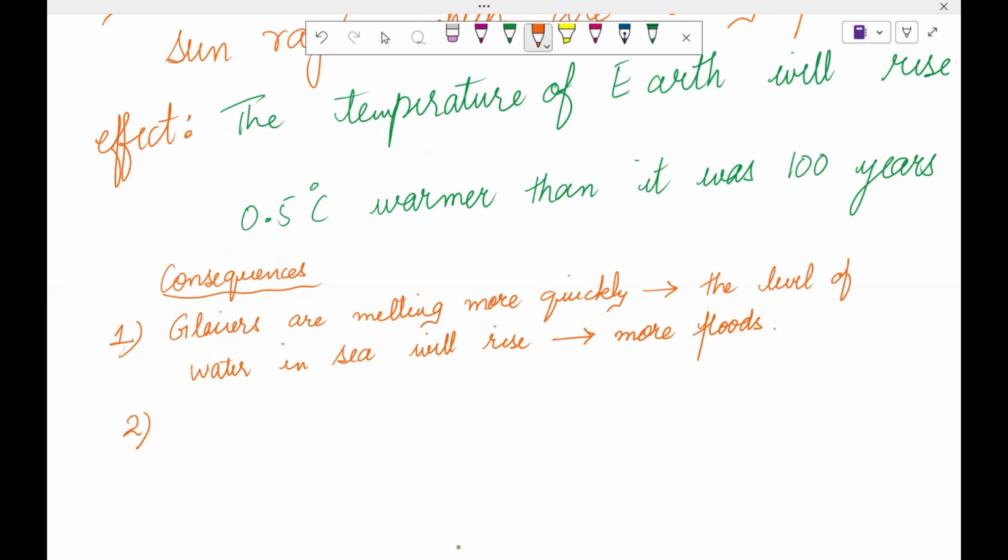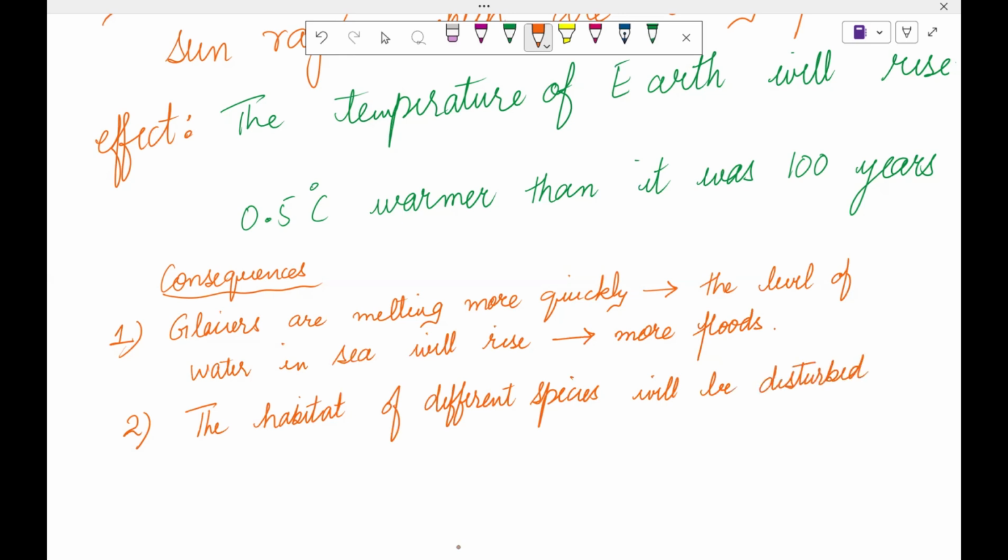The second thing is that because of this temperature increase, the habitat of different species will be disturbed. So the habitat of different species will be disturbed. So this is what is actually happening around us, and that is the whole of this chapter.